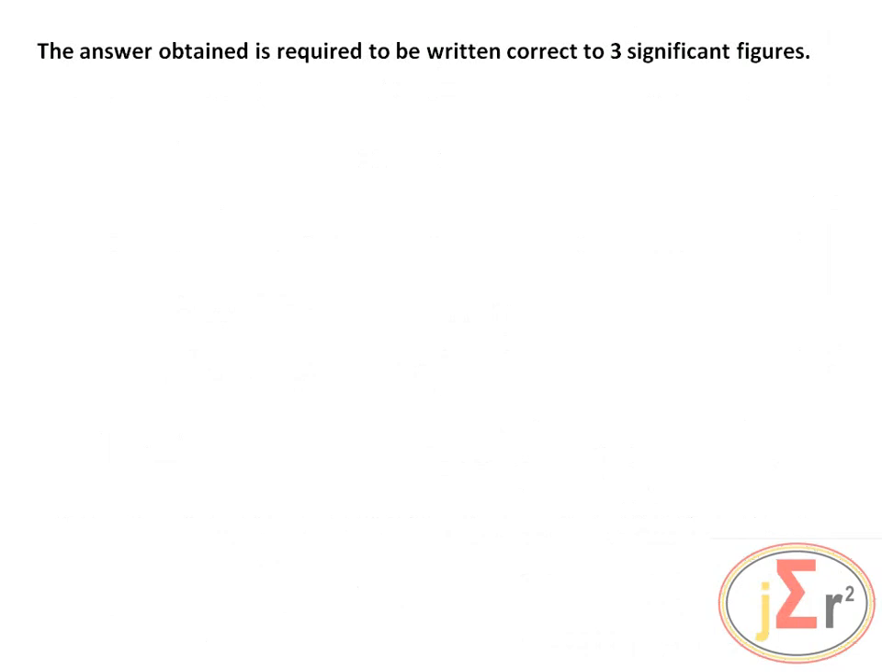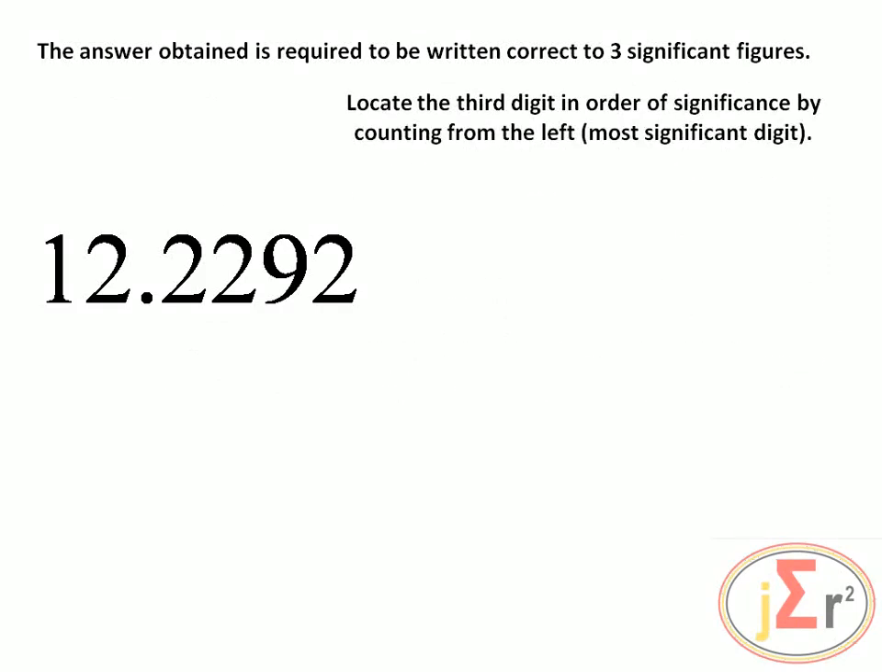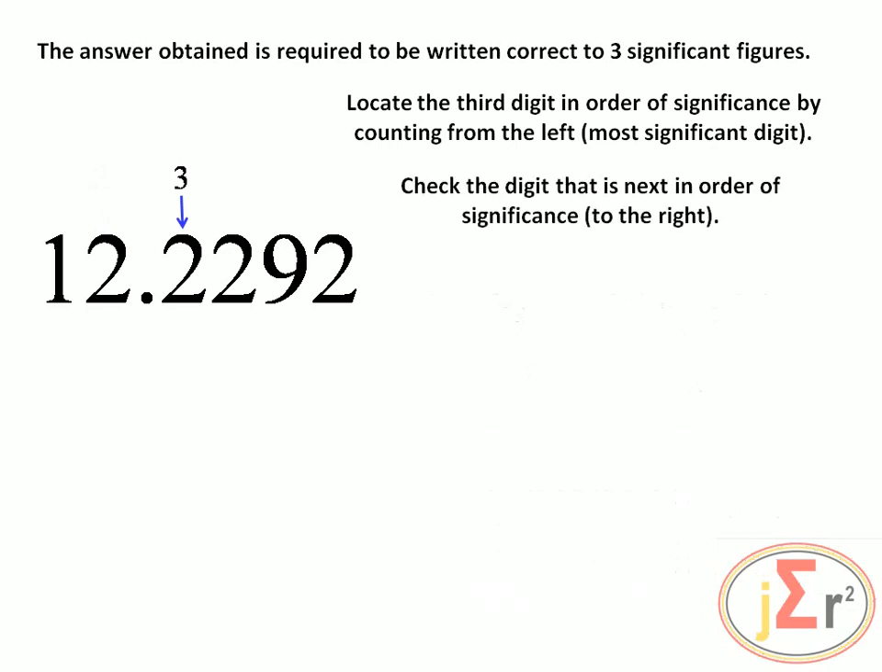The answer obtained is required to be written correct to 3 significant figures. There is the answer. Write that to 3 significant figures. The first part of the process is to locate the third digit in order of significance by counting from the left, and at the left we will have the most significant digit. So we start right there. 1, 2, we are going to 3. That is our third significant digit, and that is the one we are focusing on.